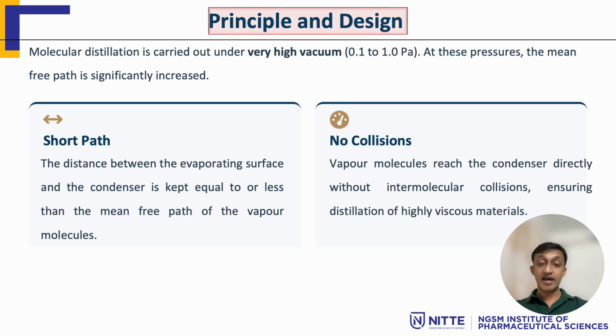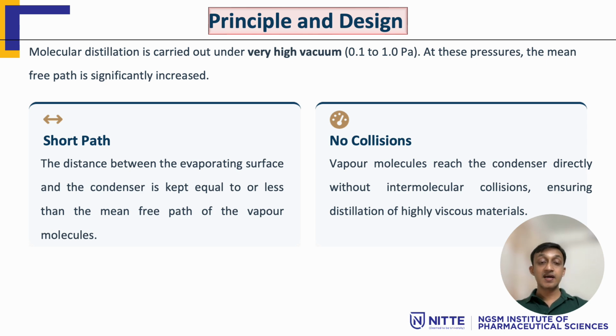However, when we apply high vacuum, the situation changes dramatically. At very low pressure, the number of molecules in the system decreases. Intermolecular collisions become rare and the mean free path increases significantly. In molecular distillation, the system is designed such that the distance between the vapor evaporating surface and the condenser is equal to or less than the mean free path. This is a critical design requirement.